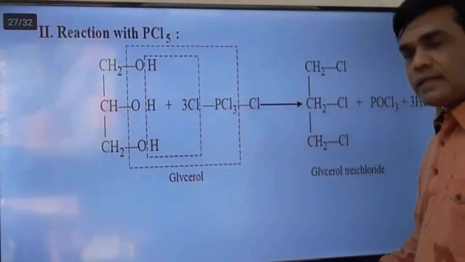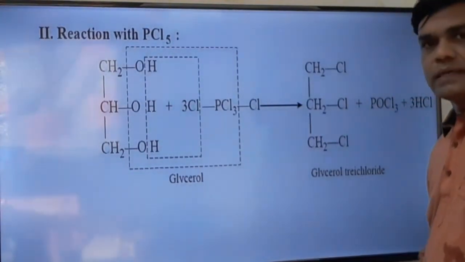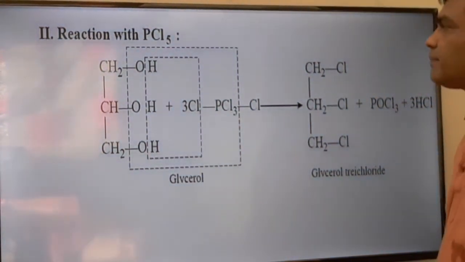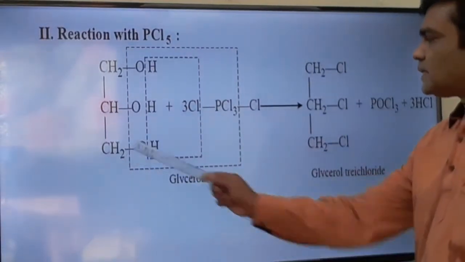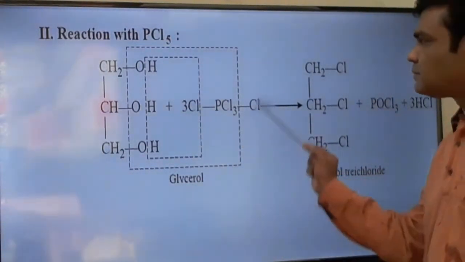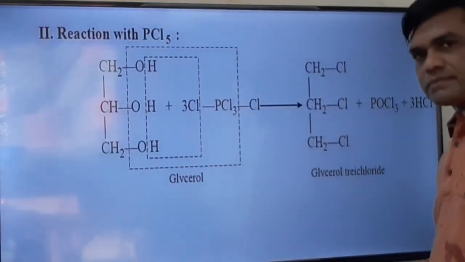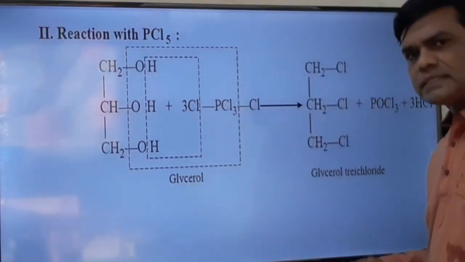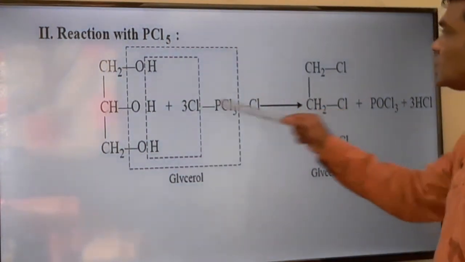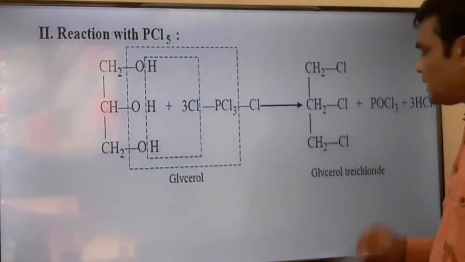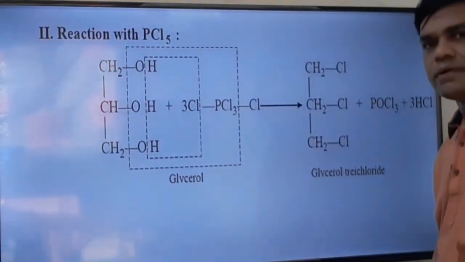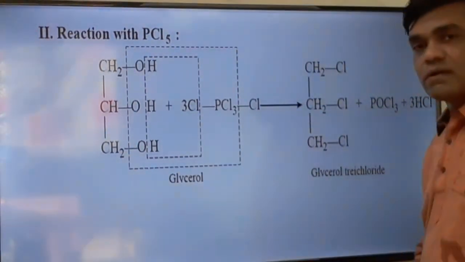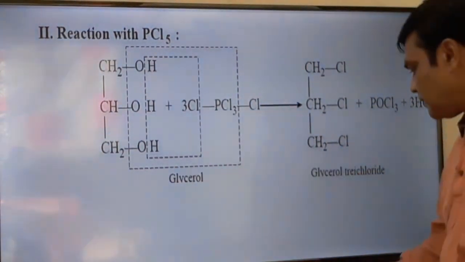Okay. Then next is a reaction with phosphorus pentachloride, PCl5. This is glycerol. Glycerol on reaction with PCl5. Chlorination takes place. PCl3, PCl5, SOCl2, that is thionyl chloride, these are the chlorinating agents. So here all these three OH are replaced by Cl and we get the chlorine derivative of glycerin which is called glycerol trichloride. It is very simple to understand.